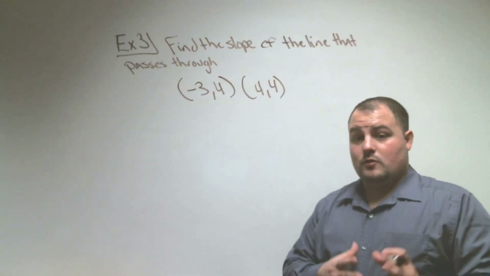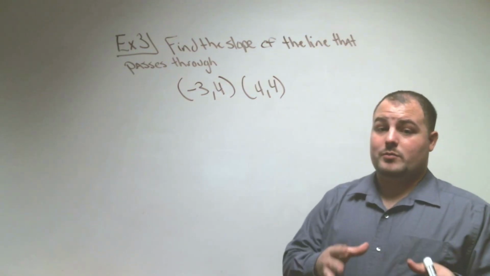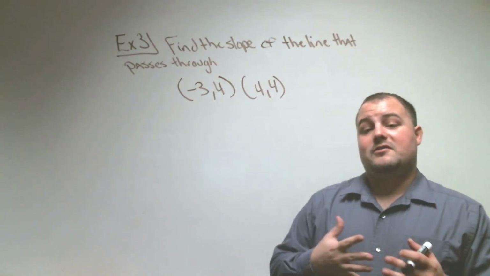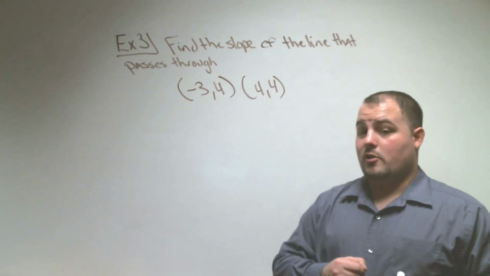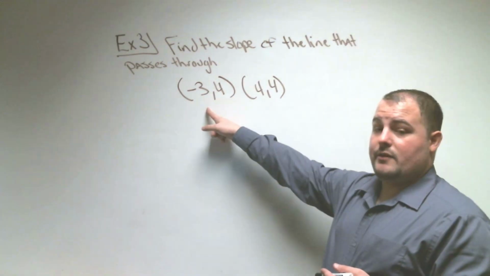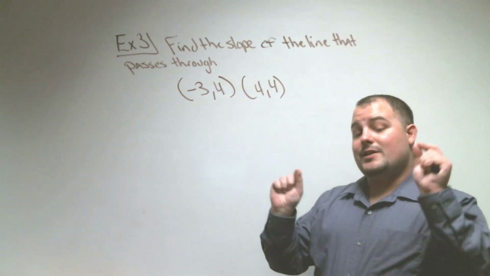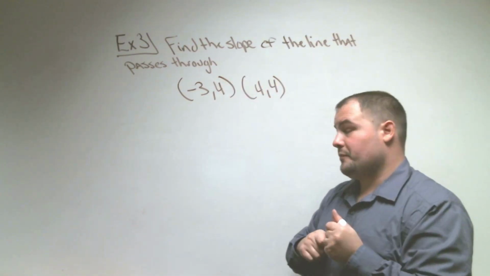In our third example, because we've done graphs and we've done tables, we're finding the slope given 2 points. Our job is to figure out how steep this line is and figure out if it's positive, negative, no slope, or undefined. So it says find the slope of the line that passes through negative 3, 4, that's 1 point, and 4, 4. If these 2 points were plotted, we have to find out what our rise is and what our run is.